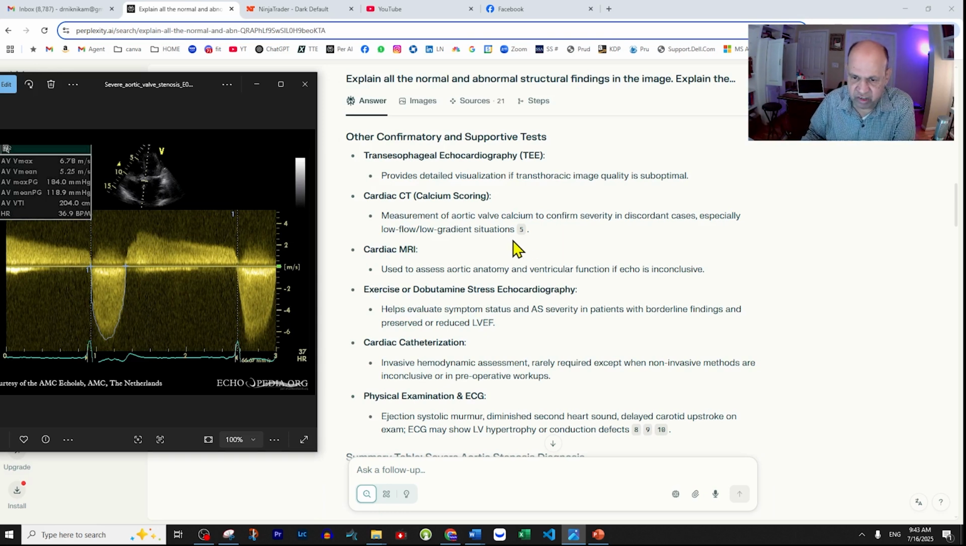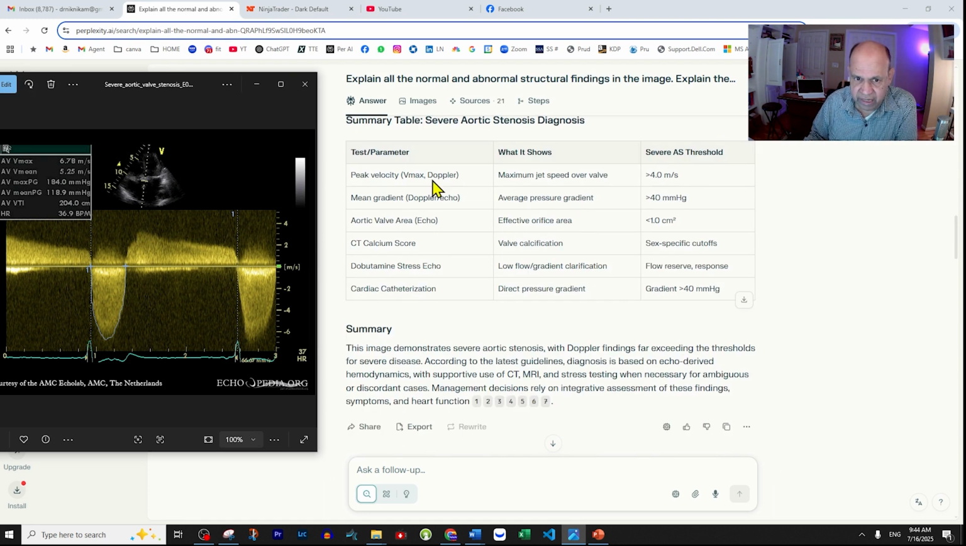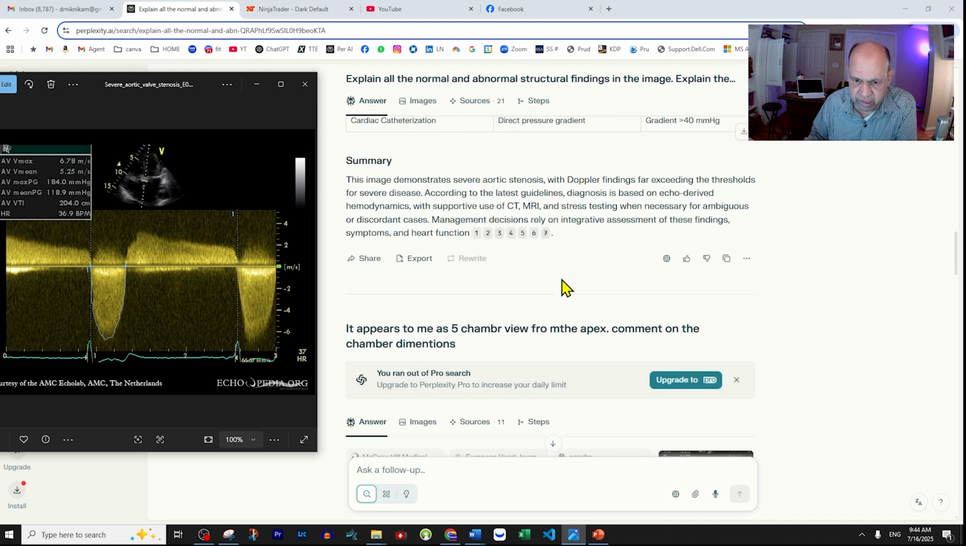Exercise stress may be helpful in case of questionable gradients and in patients with low ejection fraction, but that's not the case here. Cardiac catheterization, of course, is useful, not necessarily for detecting the presence of critical aortic stenosis, but for looking for other abnormalities such as coronary artery disease, etc. And again, it summarizes all the findings seen in this particular one.